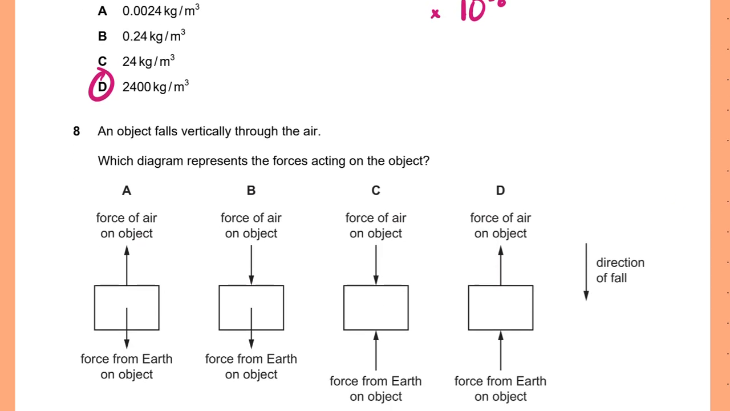Next, an object falls vertically through air. Which diagram represents the forces acting on the object? So force of air on the object should be upwards, not downwards. So not this, not this. And force from the earth on the object, which is the weight, that must be downwards, so not this either, and then it's option A.